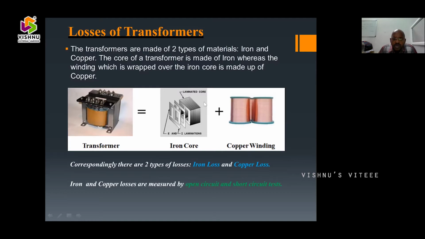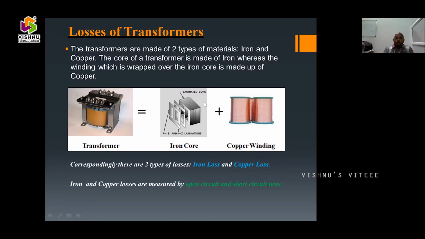So by observing the transformer construction, we get two types of losses in the transformer. The two fundamental losses are iron losses, due to the iron material or silicon material, and copper losses, due to the current flowing through the winding. These two iron and copper losses are measured by the open circuit test and short circuit test. These losses are found experimentally through the open circuit test and short circuit test.